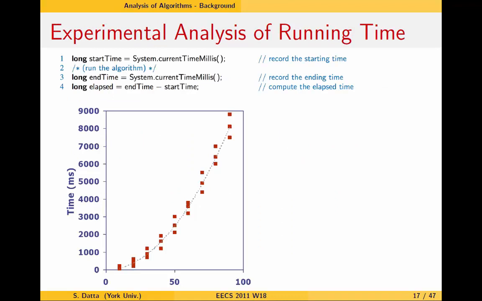So how do you do experimental analysis? There's a time command in Java. You can read it from there, System.currentTimeMillis, in milliseconds. So you insert that, then you put in the chunk of code that you want to run. You measure the start time and the end time, and the difference is the runtime of your code. And you do that a whole bunch of times. Why more than once?